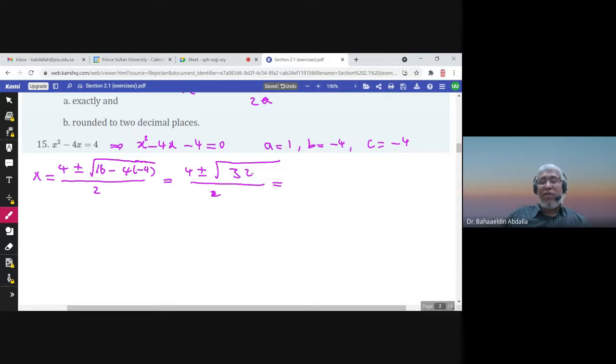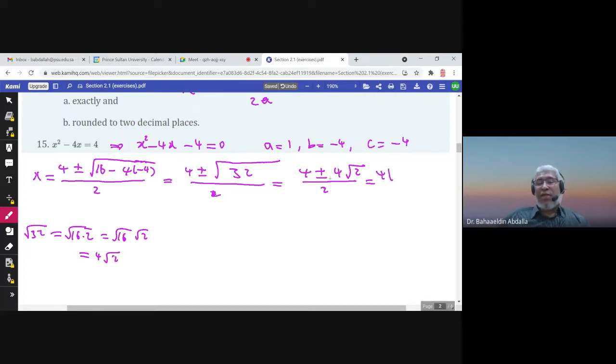And square root of 16 is 4. So I can write it 4 times square root of 2 over 2. So square root of 32, I wrote it as square root of 16 times 2. And then it's square root of 16 times square root of 2, which is 4 square root of 2. That's what happened here.